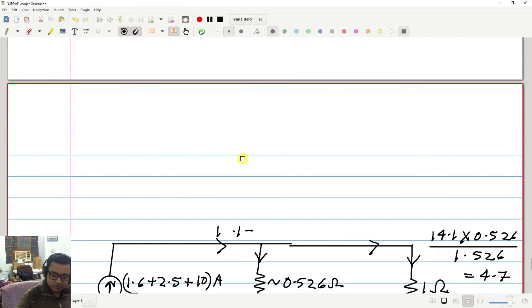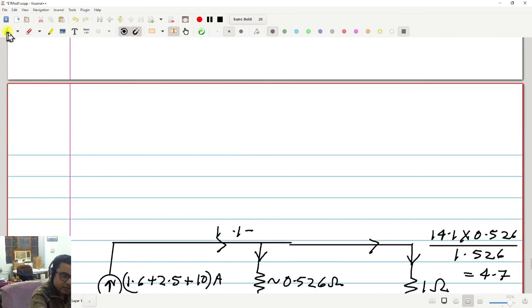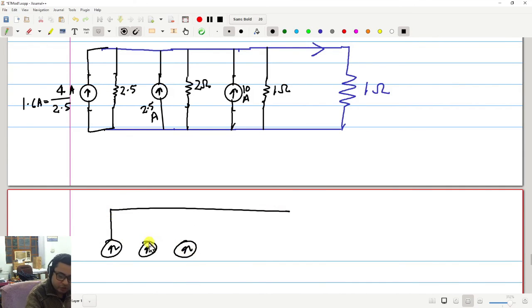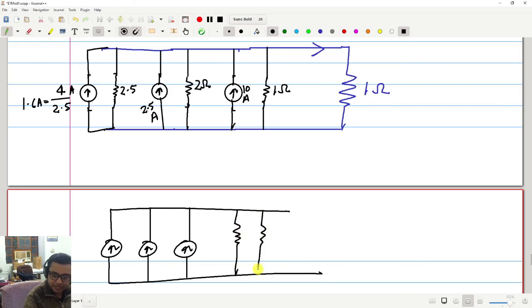Sir, I understood, no need to calculate. It's okay, still, let me. How much was it? 14.1. Yeah, still it's good to do it. So let me just draw all the current sources side by side. 3 current sources I will draw side by side, and because they are all connected together, 3 resistances I'll connect side by side.